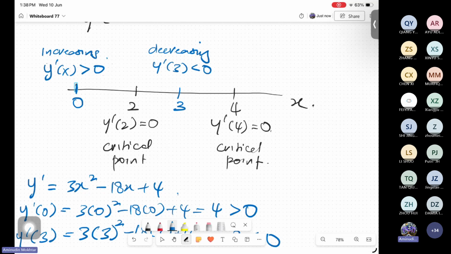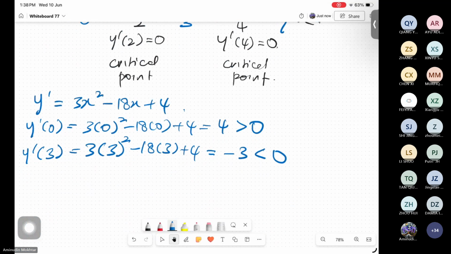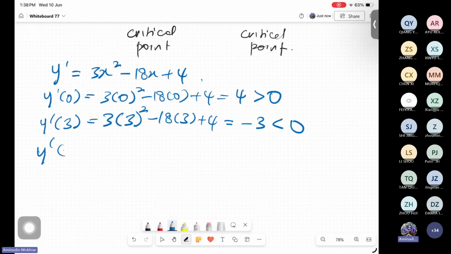Now, based on this same concept, I need to choose a value of x greater than 4. At 4, the slope is 0. So I need to choose a value of x greater than 4. Let's say I choose 7. And y prime at 7 is 3 times 7 to the power of 2 minus 18 times 7 plus 4.